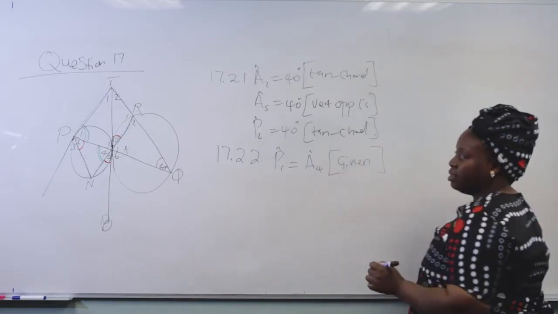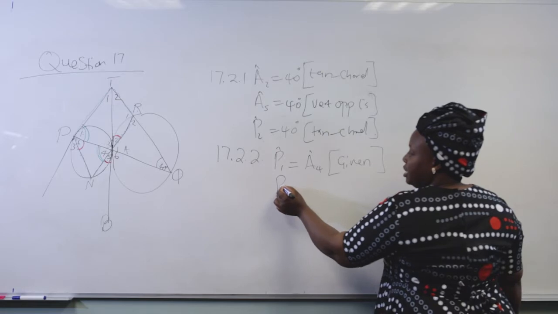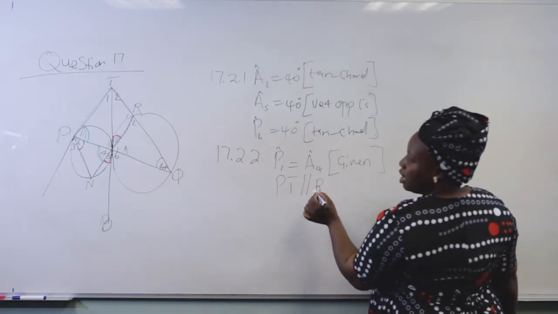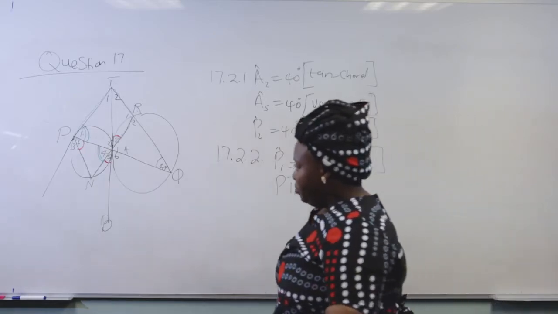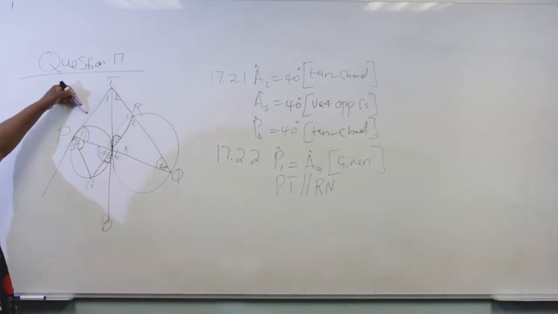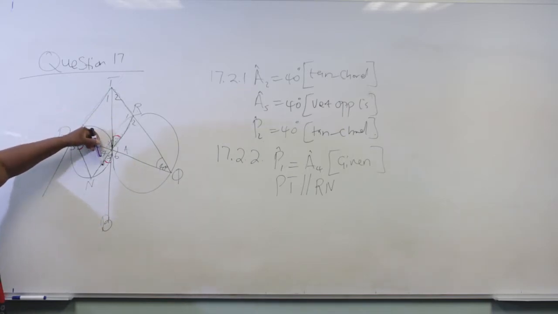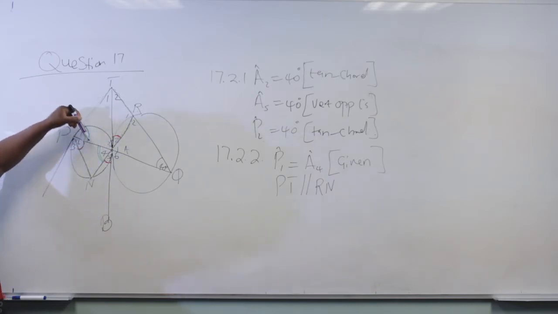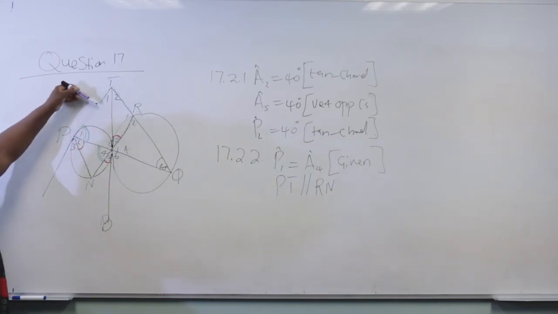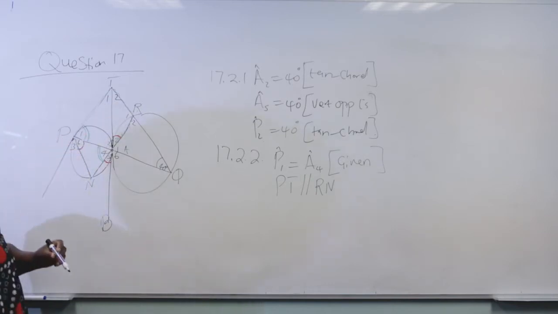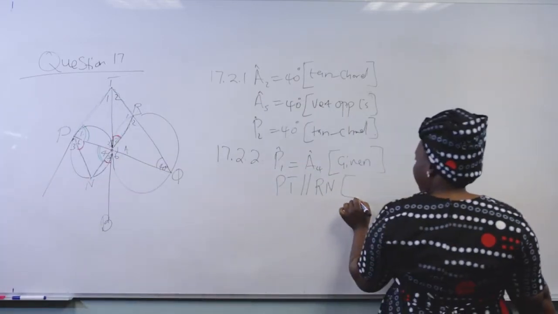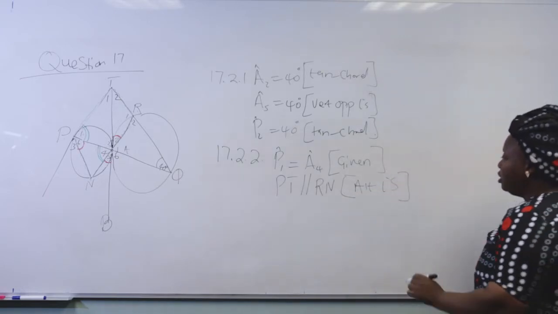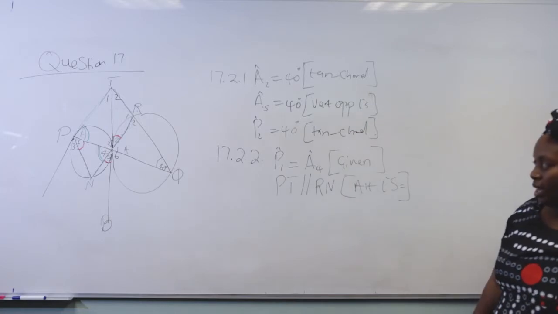But this directs us to say PT is now parallel to RN. Why? If we draw a Z there, look at it. Can you see? If we draw a Z there, we find that these two are alternating. Because of these alternating angles, we have these two to be parallel. So let's write that as our reason. We have alternating angles. They are given to be equal. That is the first thing.